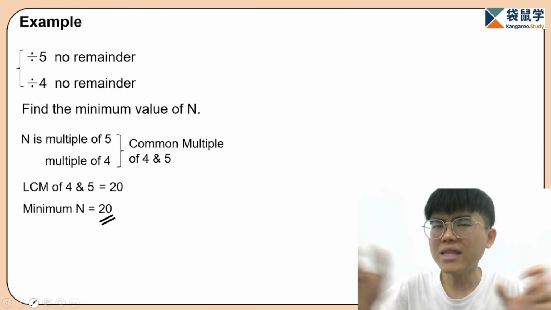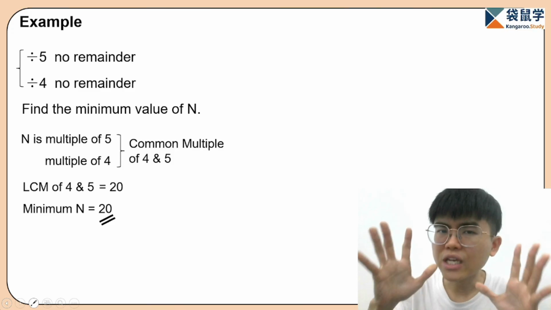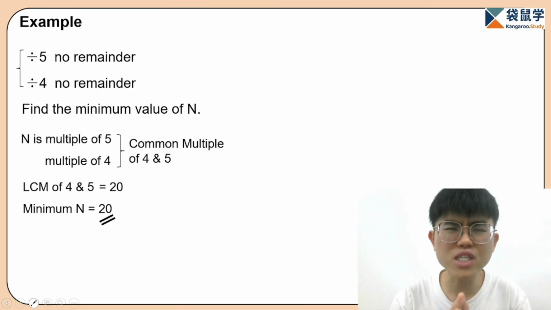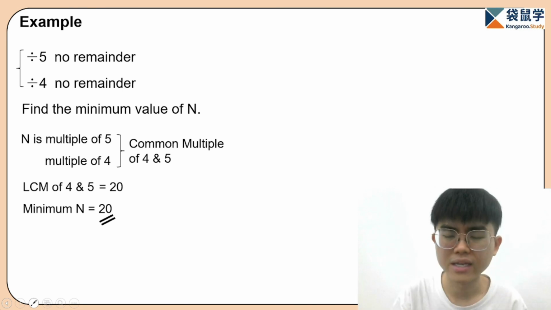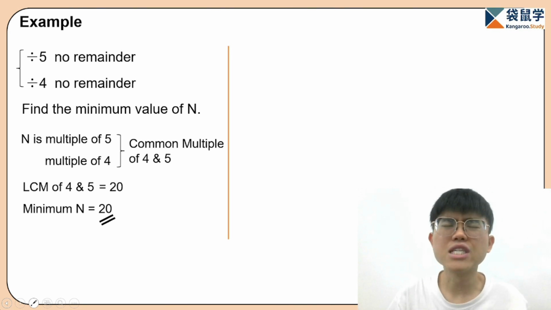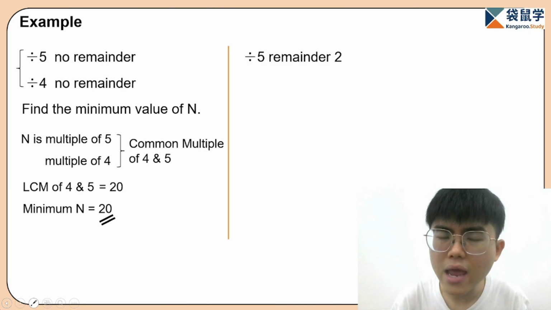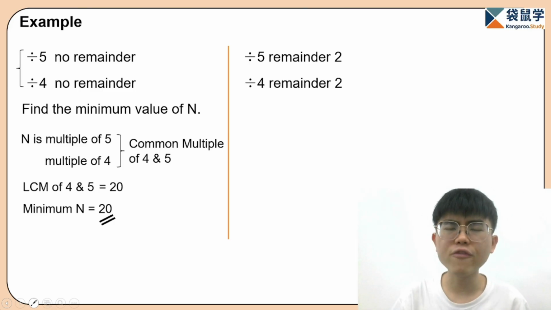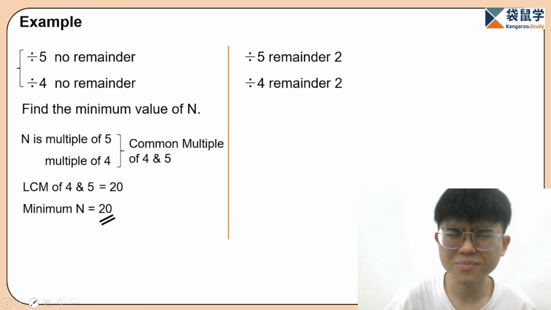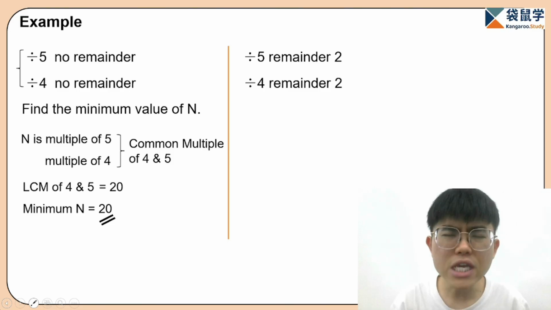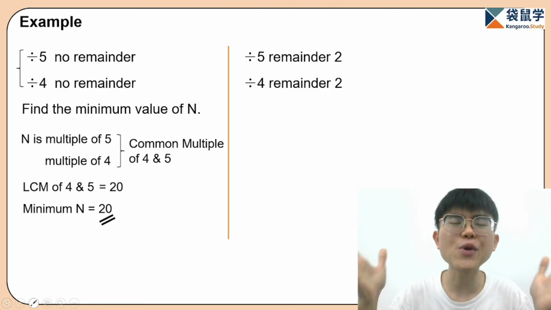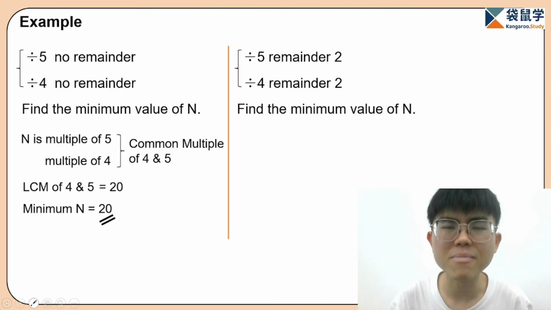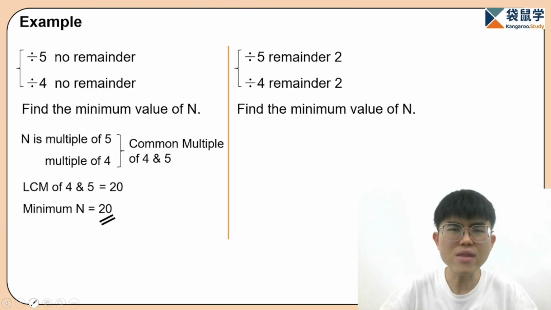Okay, everyone? Now let's look at another example. Just now in the previous example, we said that there is no remainder. What if we have a remainder? Okay, now let's say some number n divided by 5, there will be a remainder too. Some number n when divided by 4, there will be a remainder too. Again, for these two conditions right here, we are also asked to find what is the minimum value of n. So everyone, how do we solve this example right here?